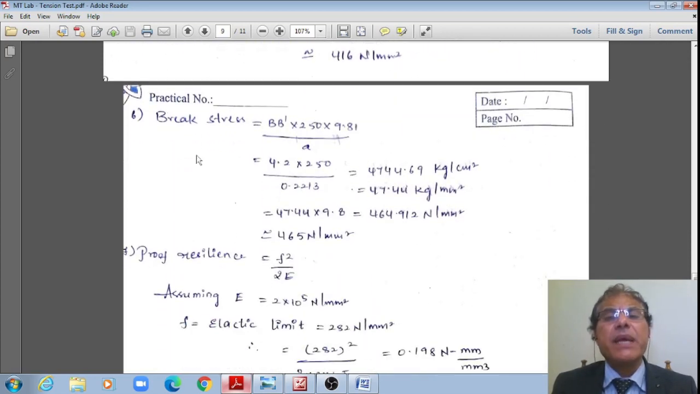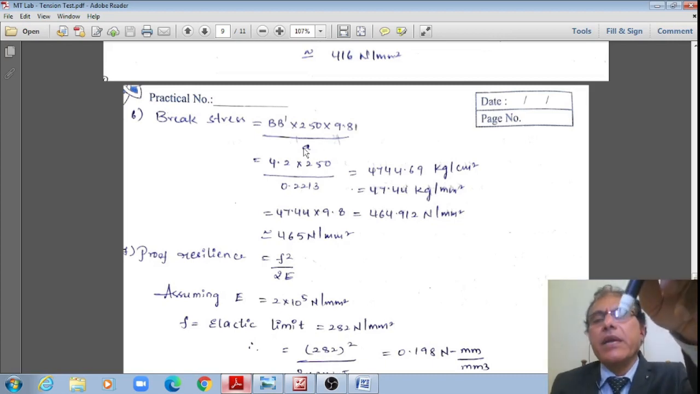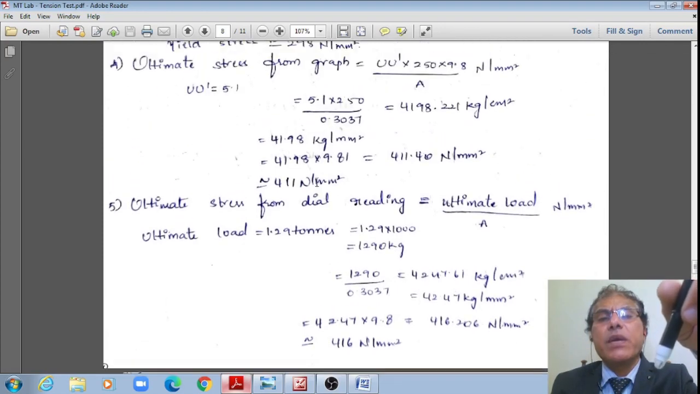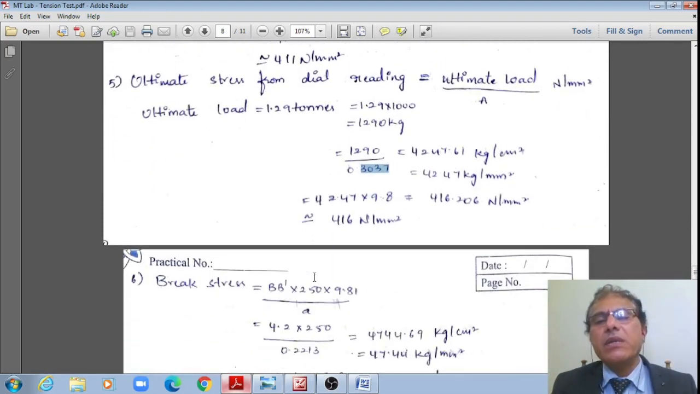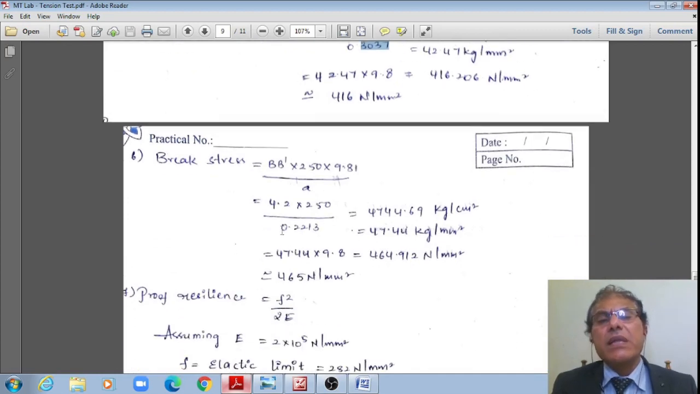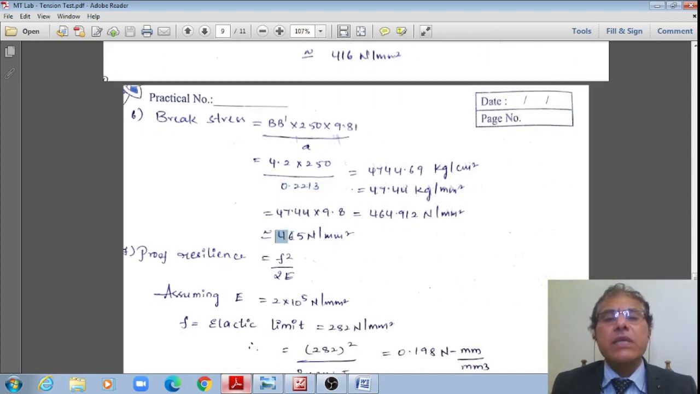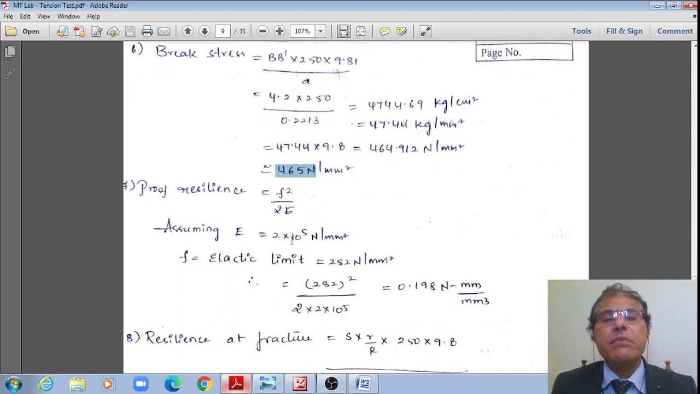And also the breaking stress is equal to BB prime. However, BB prime is equal to 4.2 multiplied by 250 divided by the area. Here, that area is the area at the breaking, the reduced area, equal to 0.2213. Please make a note, student. Previously, we were substituting the initial area, 0.3037 centimeter square. Now it is the area at the breaking section, 0.2213. Therefore, it now works out, say, around 465 Newton per mm square, right?